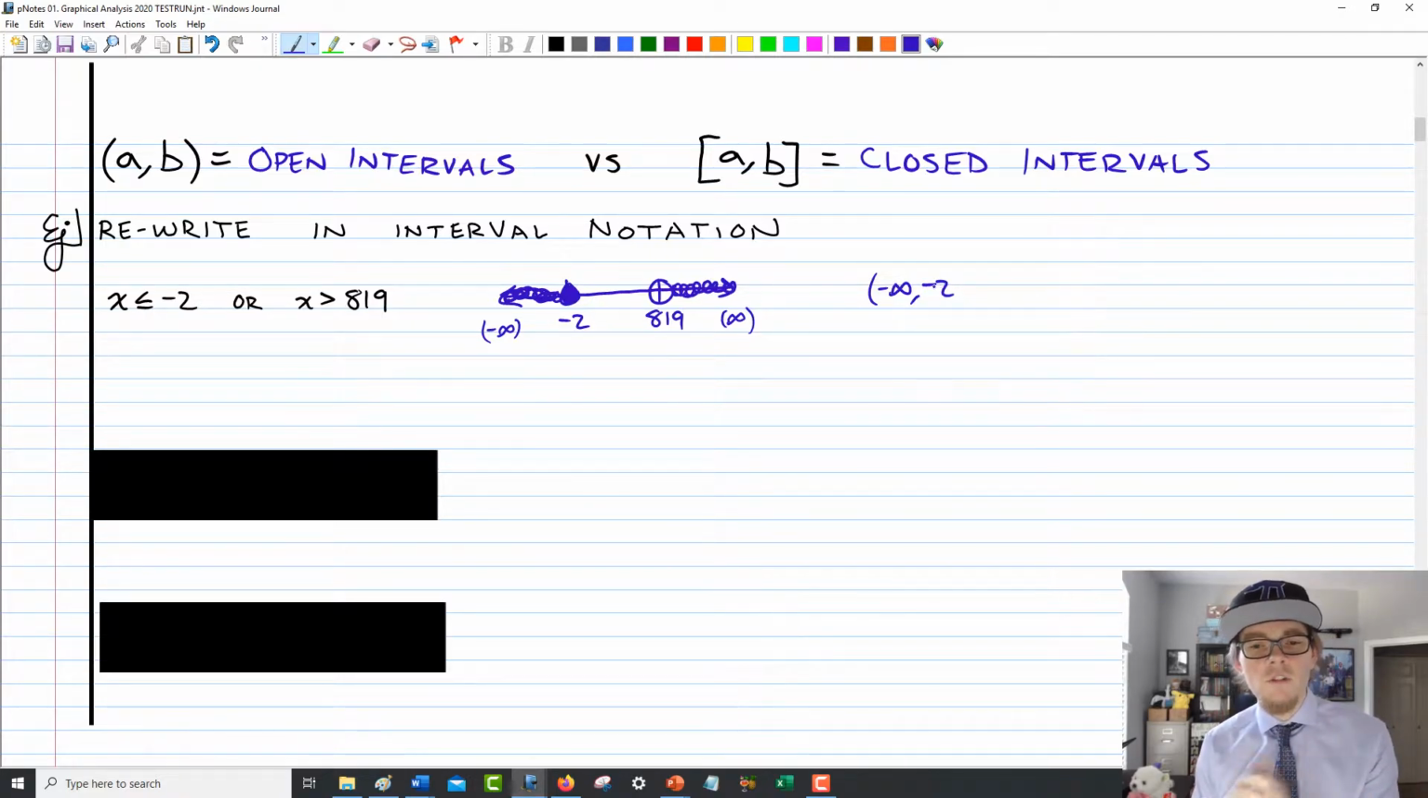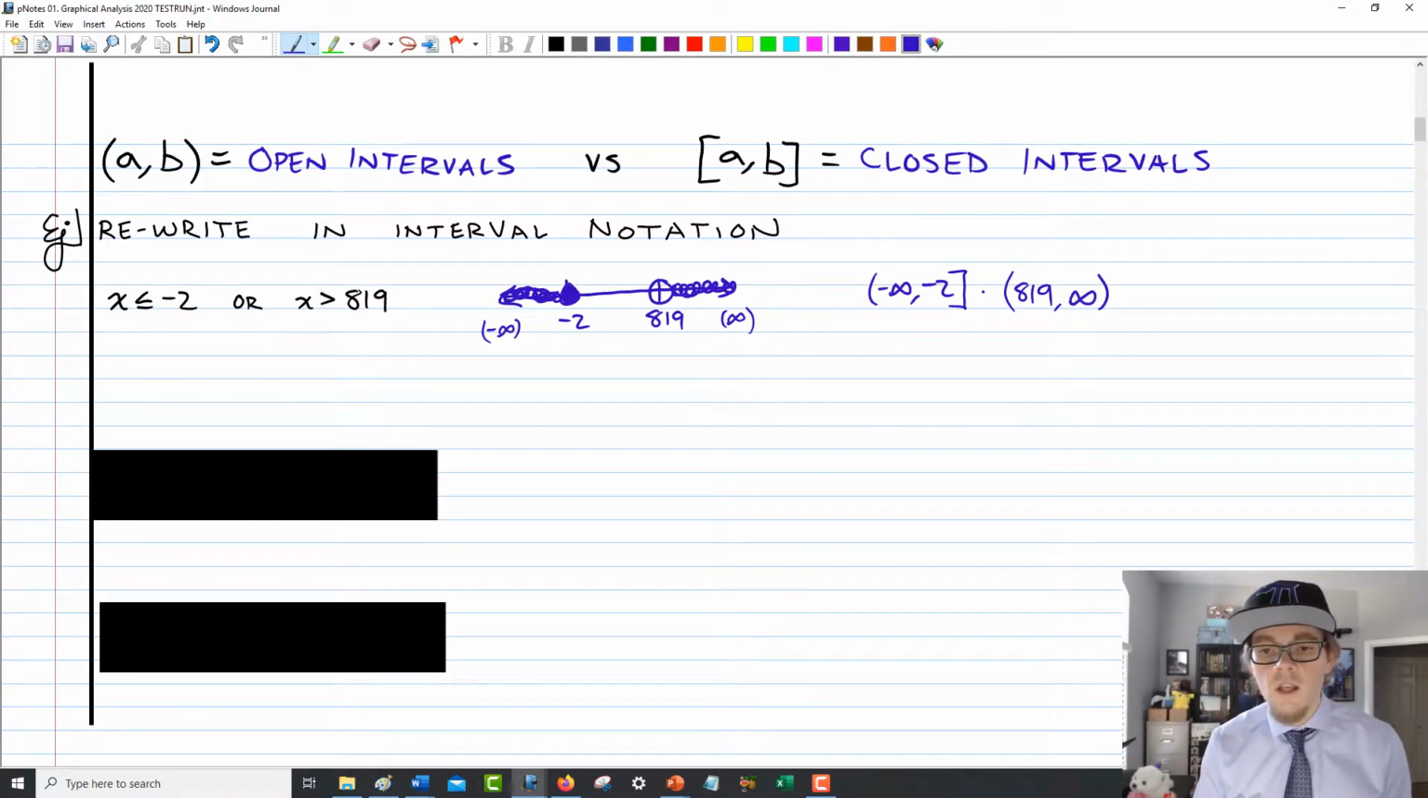And then I'd probably ask you, do I need an open bracket or a closed bracket, also known as a soft bracket or a hard bracket? And you would say likely a hard bracket. On the other one, we'd go soft bracket or open bracket because of 819. And then we'd go all the way up to infinity. And then we attach these together because this is a disjunction. We want to include both of those possibilities. We include them with a union symbol.